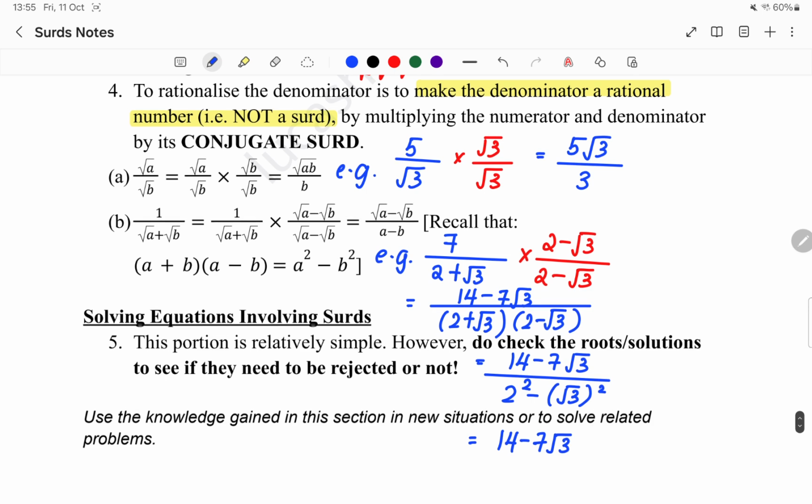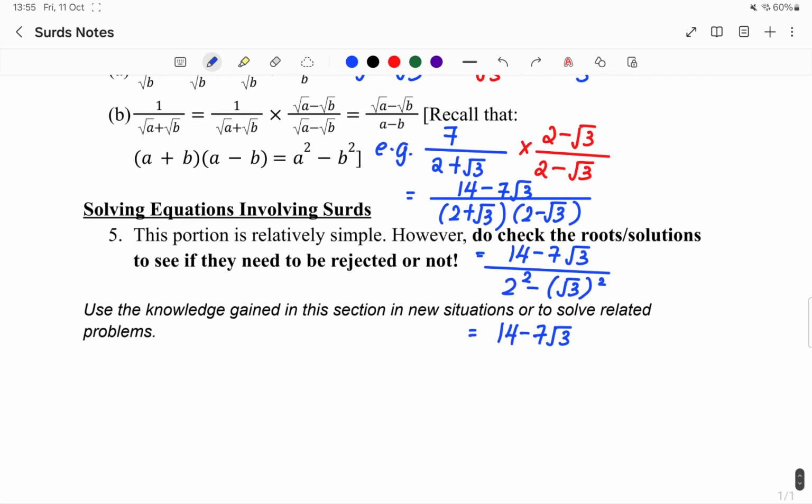Okay, so this is how you rationalize the denominator. You multiply by the conjugate surd. So you must be very clear with this. Okay, alright, last part here.